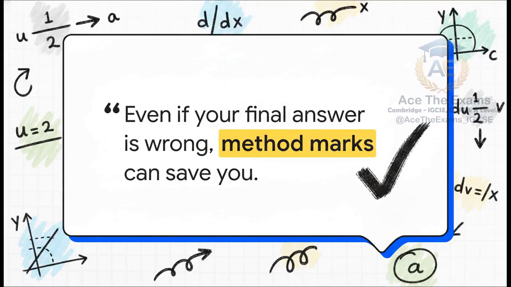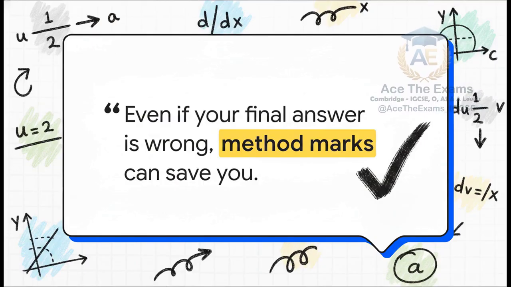This quote directly from the Cambridge Examiner report says, students lose marks by not showing working. Even if your final answer is wrong, method marks can save you. Just think about that for a second. The process itself proves your analytical reasoning.